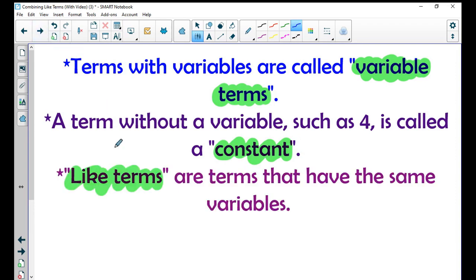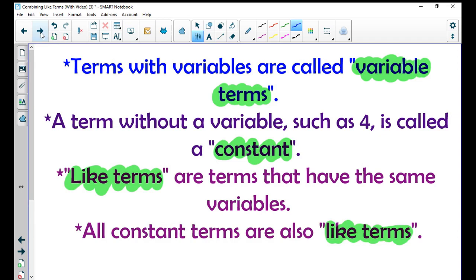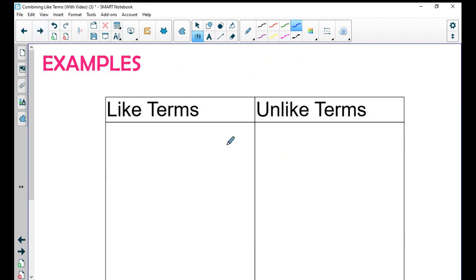Then lastly, like terms are terms that have the same variables, or they could all be constant terms. So they have the same variables, or they could just all be constant terms. And all constant terms are considered like terms, just like any term that has the same variable. So let's take a look at some examples. Some like terms could be 3x and 5x.